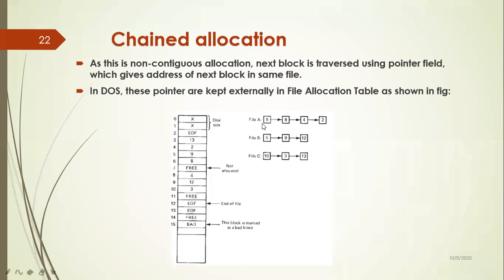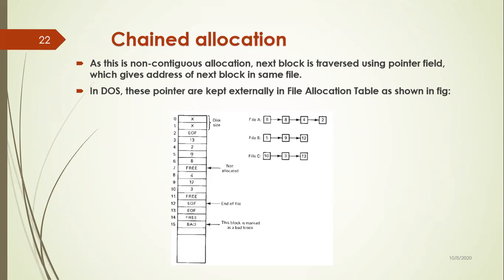File A is at the sixth location. From this sixth location, my file A has started. When you go for chain allocation, it is non-contiguous. Non-contiguous means your complete file is not at one place. It is scattered at different places, right? So obviously we have to keep track of the places you have used.